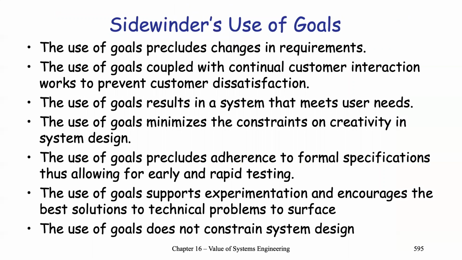So what are, quote, sidewinders? Use of goals. The use of goals precludes change in requirements. The use of goals coupled with continual customer interaction works to prevent customer dissatisfaction. The use of goals results in the system that meets user needs. So you can see that you're focusing on the goals. You're closely collaborating with the stakeholders and the customer. The use of goals precludes the adherence to formal specification, thus allowing for early and rapid testing. The use of goals supports experimentation, encourages the best solution to technical problems to surface. The use of goals does not constrain system design.